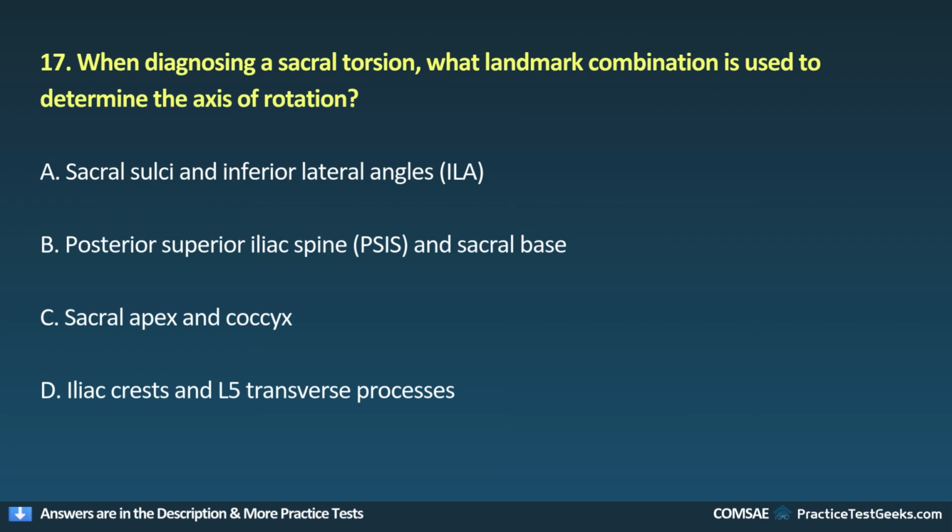17. When diagnosing a sacral torsion, what landmark combination is used to determine the axis of rotation? A. Sacral sulci and inferior lateral angles, ILA. B. Posterior superior iliac spines and sacral base.